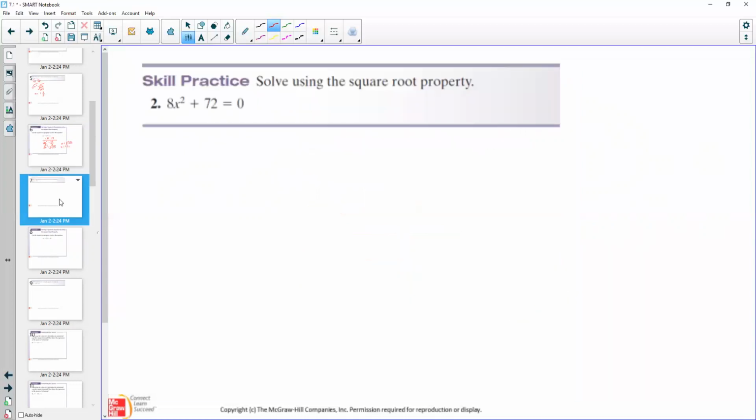All right, you try this one, please. Your final answer should be plus or minus 3i. Okay.